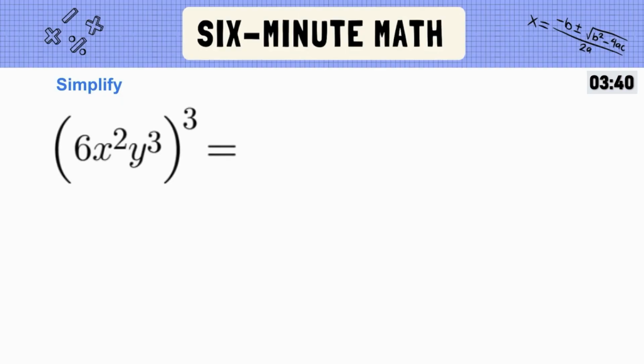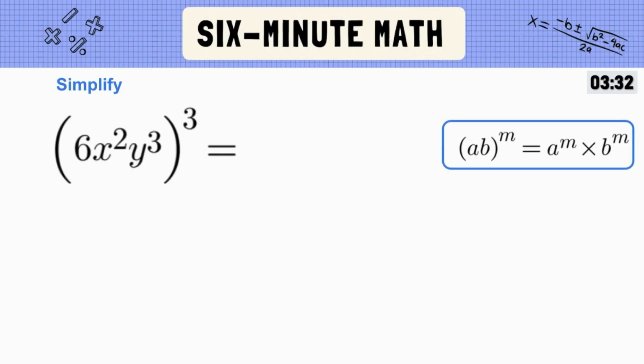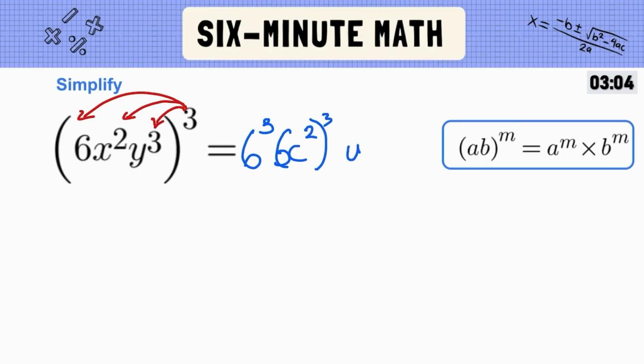How about if we were to simplify (6x squared y cubed), and all of that would be cubed? So I have my exponent law, and I'm going to draw my arrows into each of the items. In this specific example, I would need to refresh myself with our power of a power law discussed in episode 2 of this series. I'm going to have 6 cubed, x squared, I'm going to put it in brackets, cubed, and y cubed, cubed.